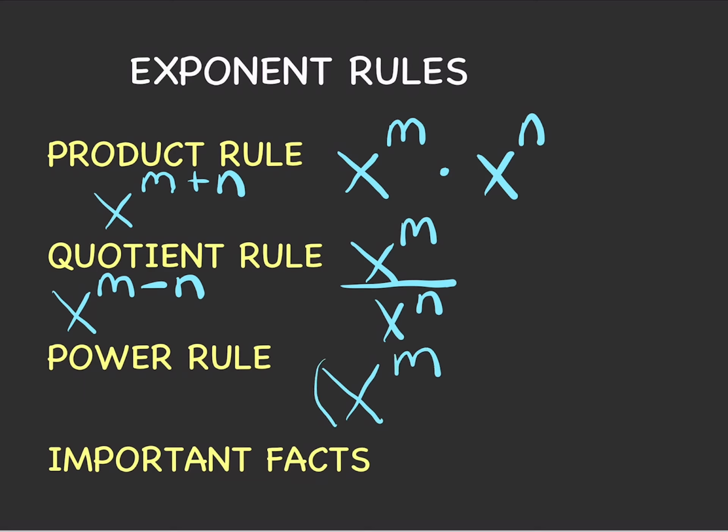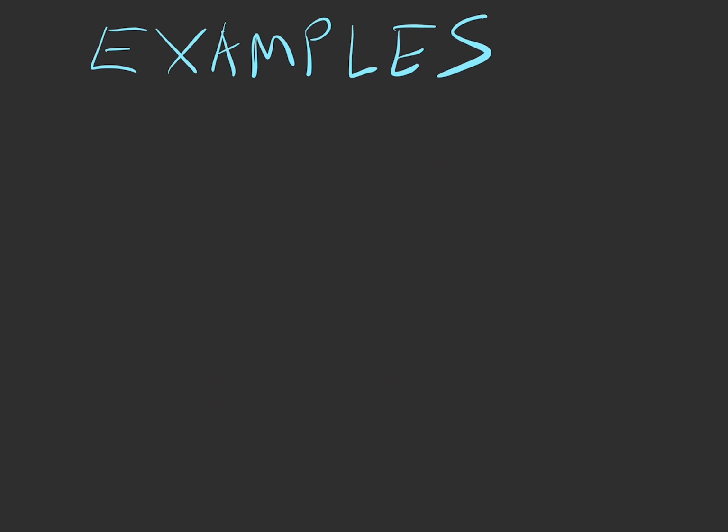The power rule is when we have x to some power raised to another power. And in this case, we're going to write x once, and we're going to do m times n. You're going to multiply those. So let's see some actual examples and what that means.